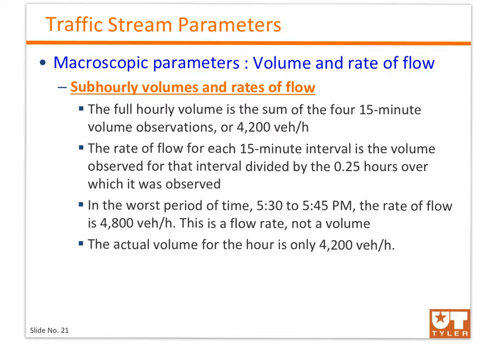And as we could see, the worst period of time was somewhere between 5:30 and 5:45, where the rate of flow is about 4800 vehicles per hour. This is the flow rate. Again, it's not a volume. The volume, if you stay for the entire hour, would give you the actual volume of 4200 vehicles per hour.